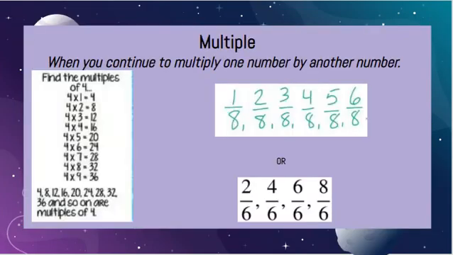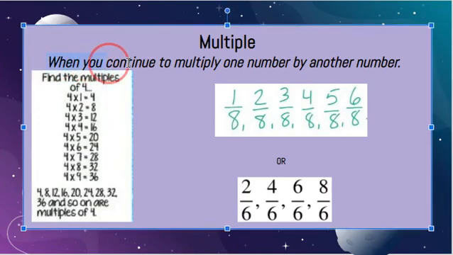Going forward, another important term to know is multiples. A multiple is when you continue to multiply one number by another number. So if we're thinking of our multiples of 4, we end up with 4, 8, 12, 16, 20, 24, etc. Or if we're dealing with fractions and we're going by 1/8, we have 1/8, 2/8, 3/8, 4/8. You can see that between each of these fractions, you're just adding another 1/8 to it, or you're multiplying it by 2, multiplying it by 3, multiplying it by 4, 5, 6.